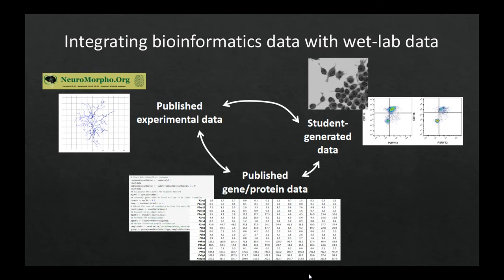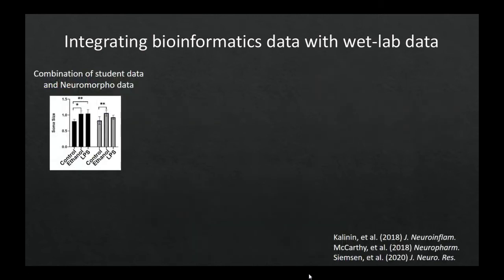I'll provide one brief example of this from a project that a couple of my students did related to ethanol. The students had a question about ethanol exposure, and they ended up measuring soma size. They were measuring the soma of the microglial cell. This is a graph that they made using data that they collected in the lab, as well as data that they took from neuromorpho.org. They ended up normalizing it to 1, and that's why the soma size doesn't have a scale on there.